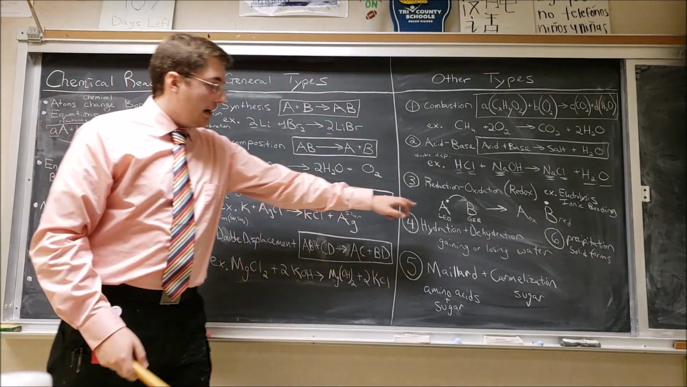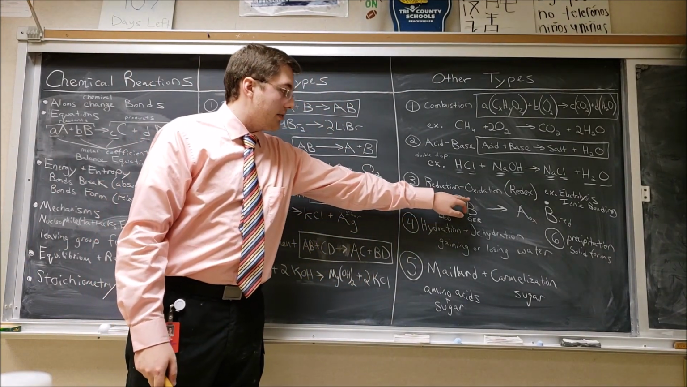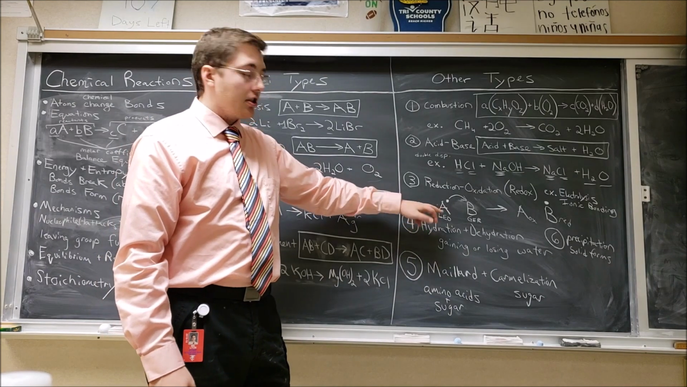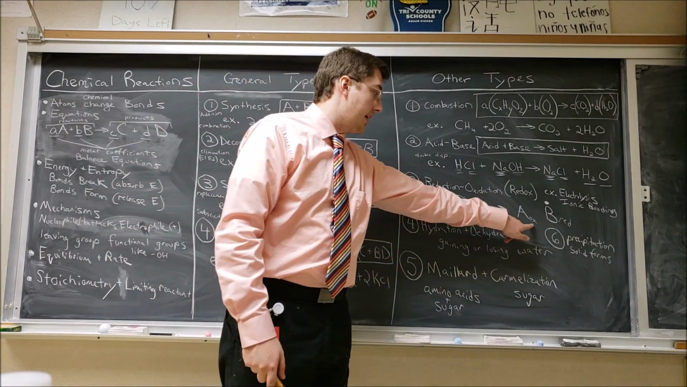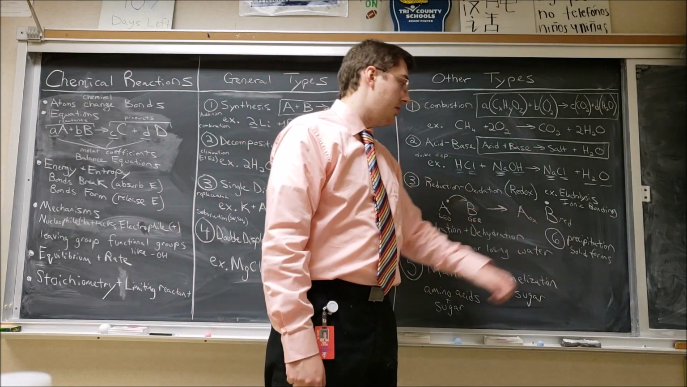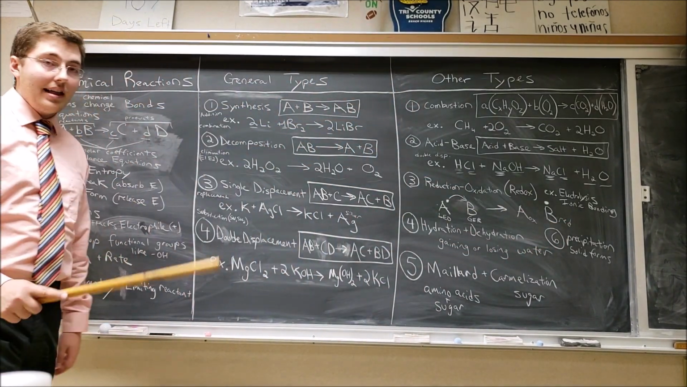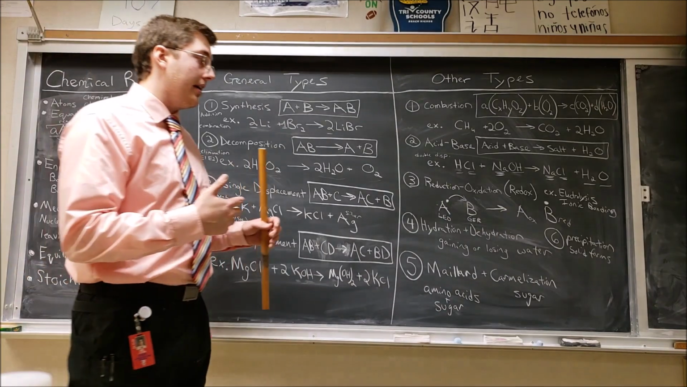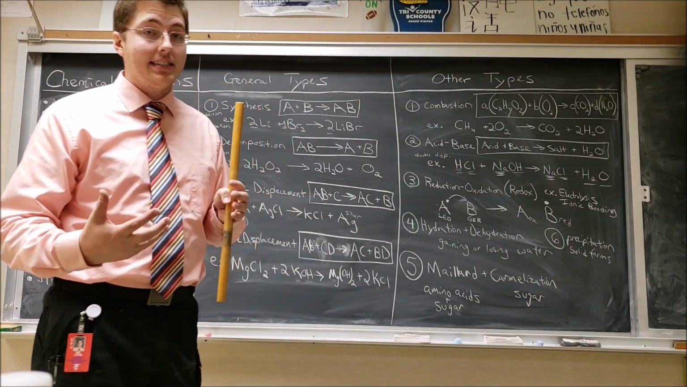And so you can see how once this electron is transferred over, the A just lost the electron, so it's becoming oxidized, and the B just gained the electron, so it's becoming reduced. And so that explains a lot of reactions. It's one way that ionic bonds can come about, right?